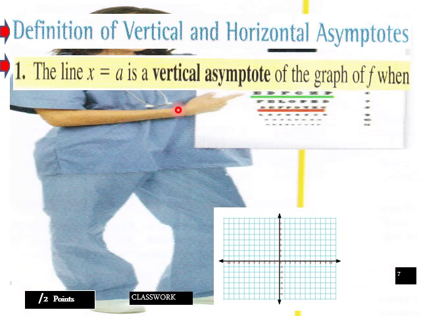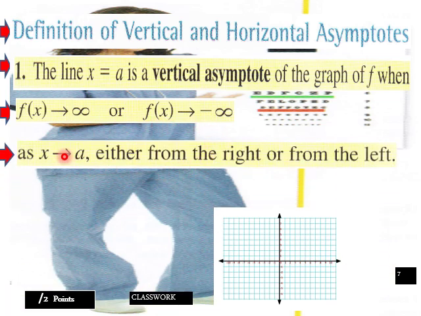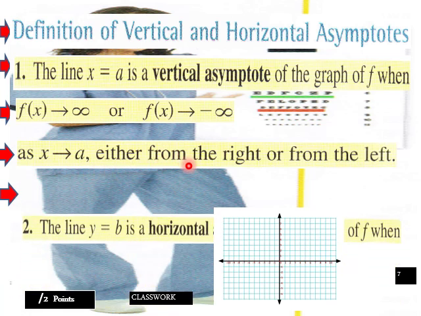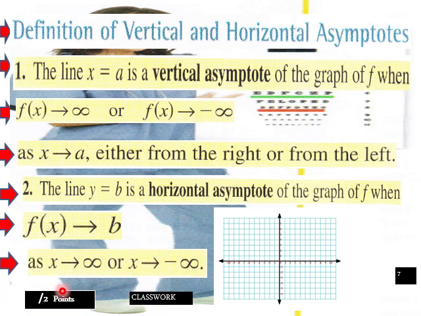Definition of vertical and horizontal asymptotes. The line x equals a is a vertical asymptote of the graph of f when f of x approaches infinity or f of x approaches negative infinity as x goes to a, either from the right or from the left. The line y equals b is a horizontal asymptote of the graph of f when f of x approaches b as x approaches infinity or x approaches negative infinity.